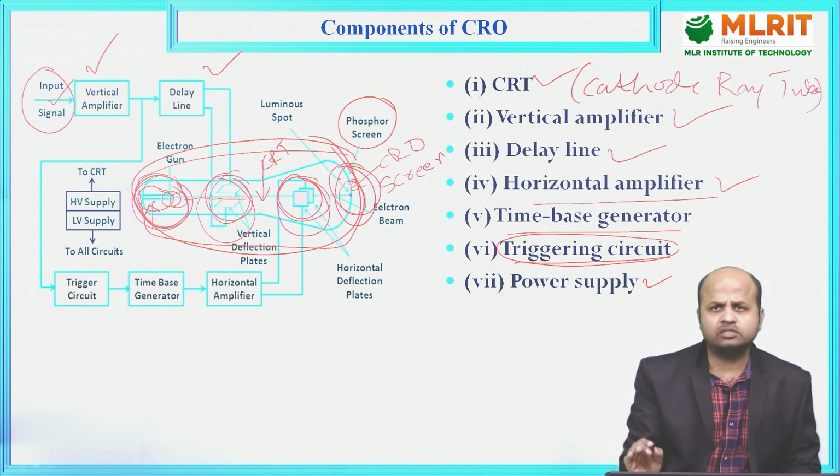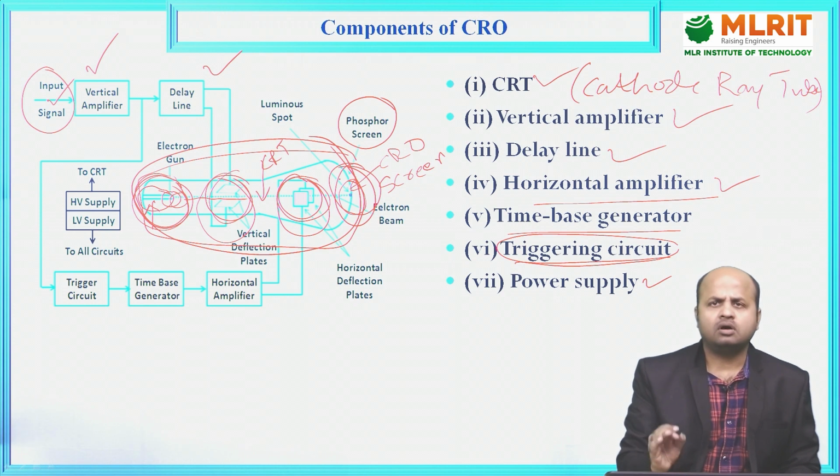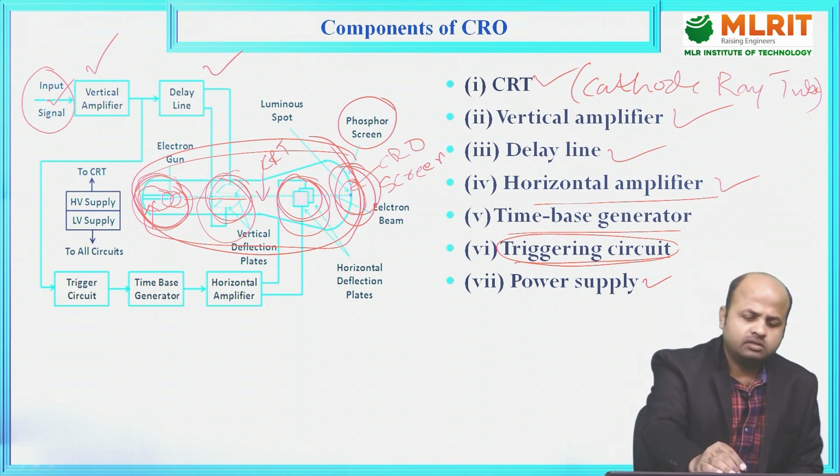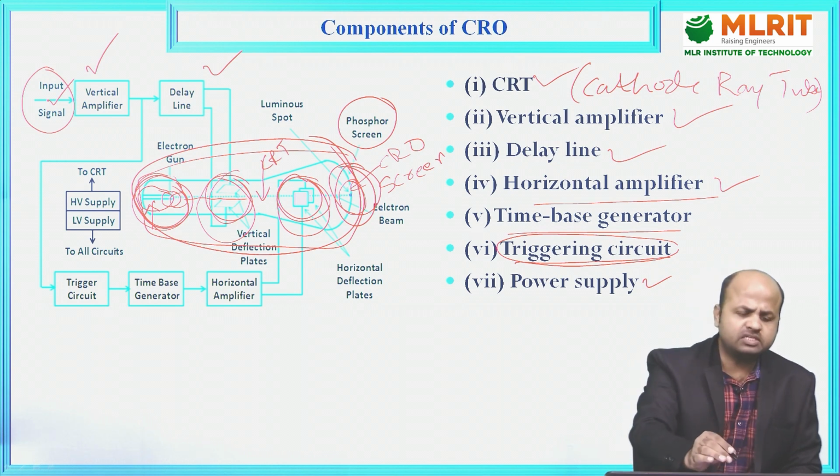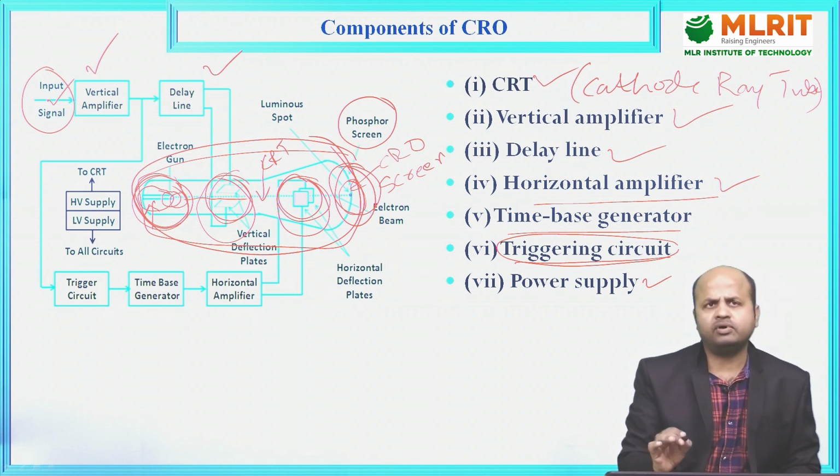CRO components, what are the different components of a CRO? Electron gun, vertical plate which controls the vertical movement, horizontal plate which controls the horizontal movement of the electron beam, and a screen, the CRO screen, which is made up of phosphor element. So this is the basic construction of a CRO.